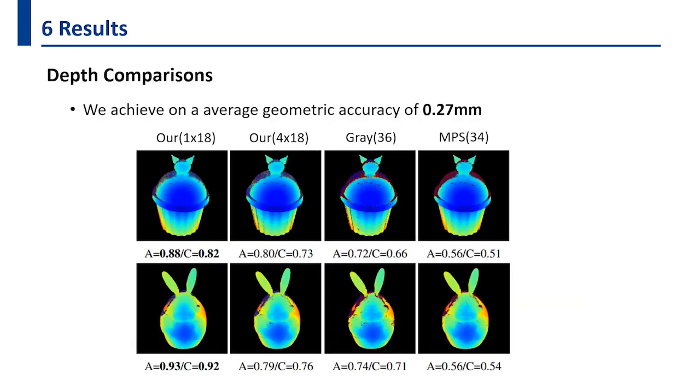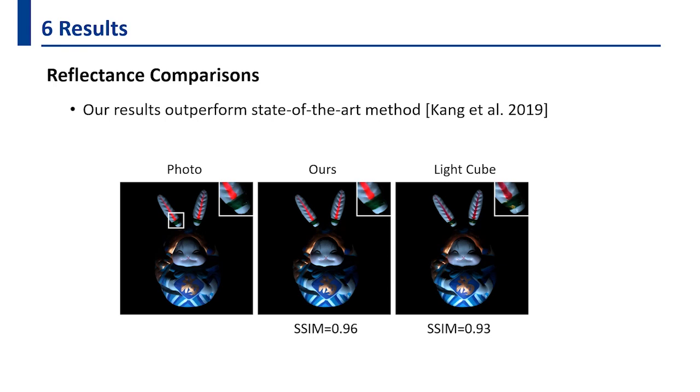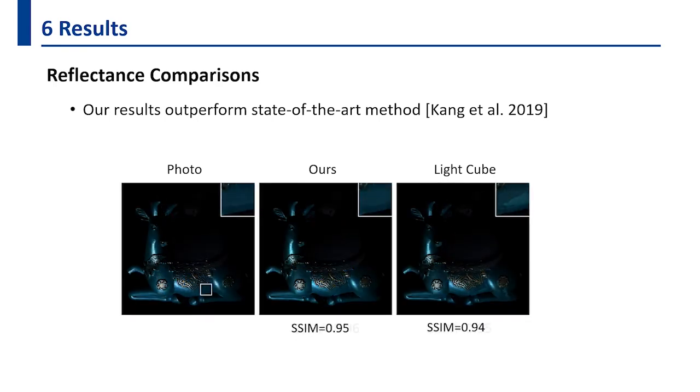In our experiment, we achieve on an average geometric accuracy of 0.27 mm. Our results outperform gray code and MPS in terms of accuracy and completeness. We compare our reflectance result with the state-of-the-art method. In all cases, our results are of higher quality.